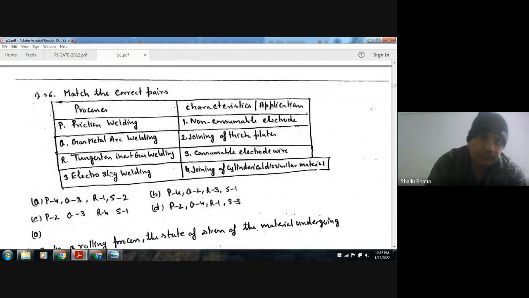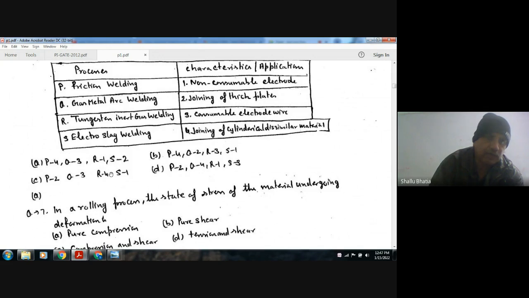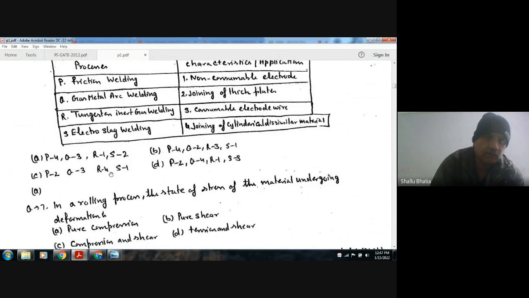Next, match the correct pairs. Process: P friction welding, Q gas metal arc welding, R tungsten inert gas welding, S electroslag welding. Characteristics: 1 non-consumable electrode, 2 joining of thick plates, 3 consumable electrode wire, 4 joining of cylindrical dissimilar materials. Option A: P4 Q3 R1 S2. Option B: P4 Q2 R3 S1. Option C: P2 Q3 R4 S1. Option D: P2 Q4 R1 S3.